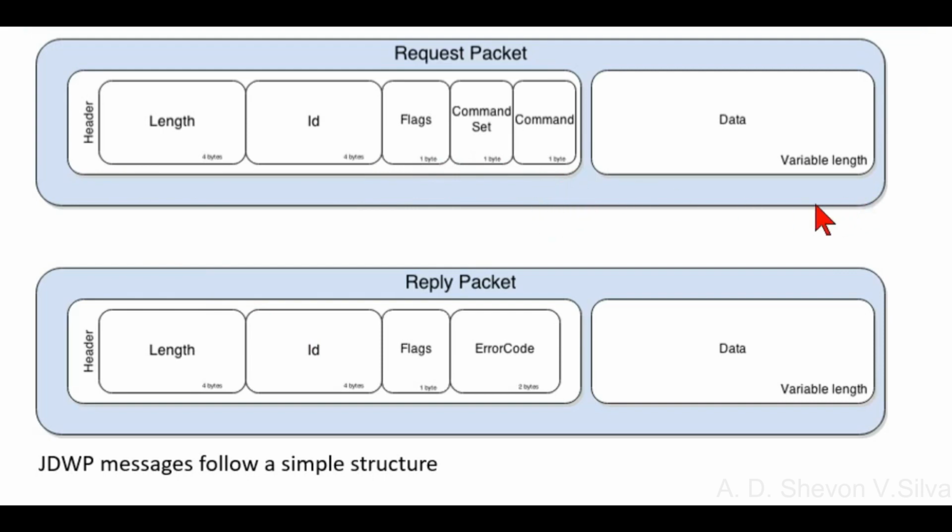Reply packet header: length 4 bytes, ID 4 bytes, flags 1 byte, error code 2 bytes. Data is of variable length. All fields and data sent via JDWP should be in big endian format. The first three fields are identical in both packet types.